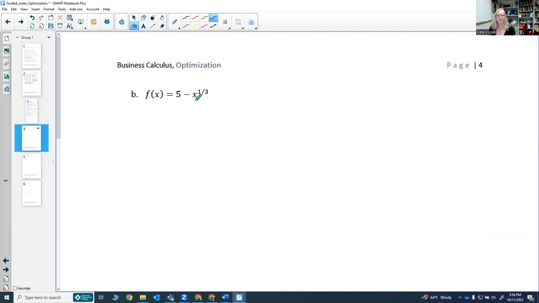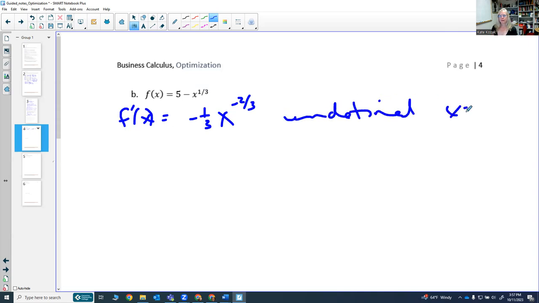f of x equals 5 minus x to the 1/3 is our second problem. The solution to that is again, first find the critical points by finding the derivative and then setting the derivative equal to zero or where it's undefined. f prime of x is equal to minus 1/3 x to the negative 2/3. This is undefined at x equals zero. So the critical point is x equals zero.